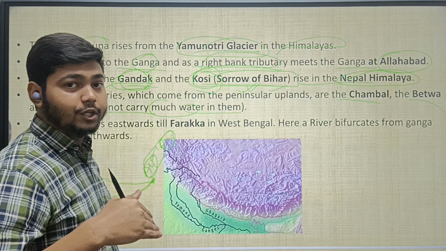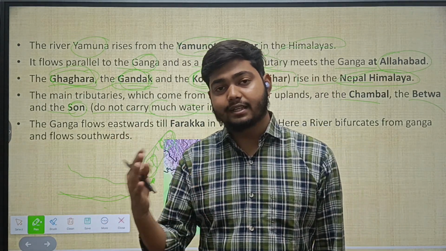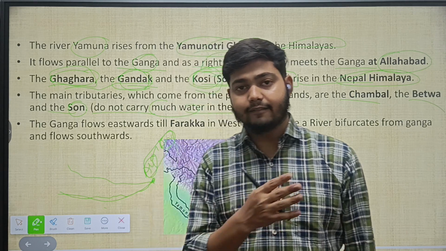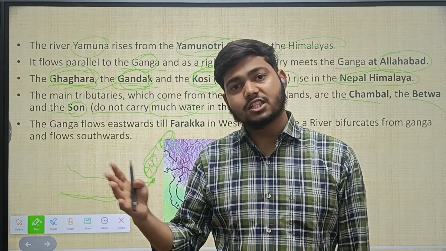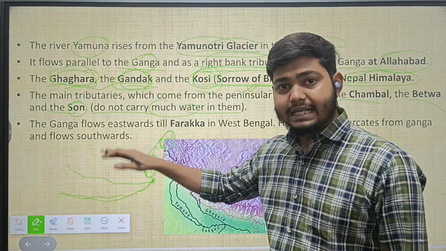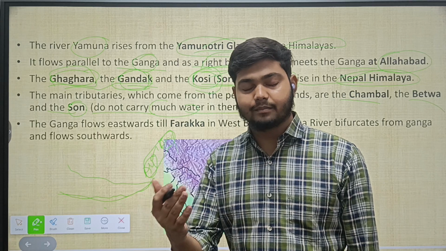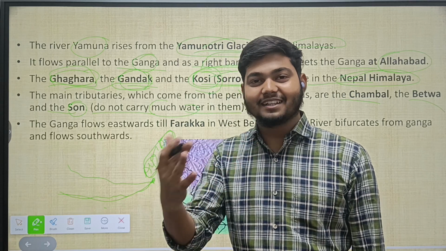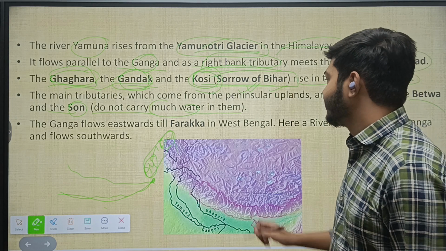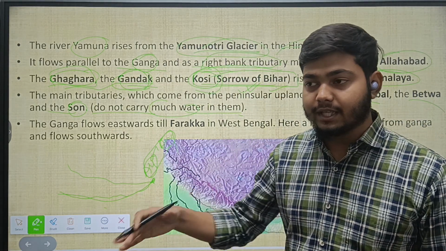As I have told you, the Himalayan rivers are always perennial in nature, means they have all the time a large amount of water flowing in them. But what about the peninsular rivers? The peninsular rivers are non-perennial in nature. What does it mean? It means that they do not carry too much amount of water with them.